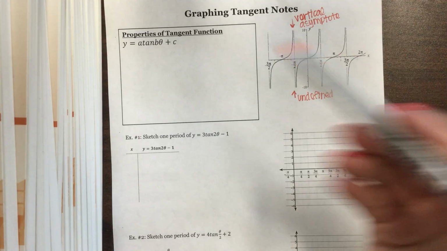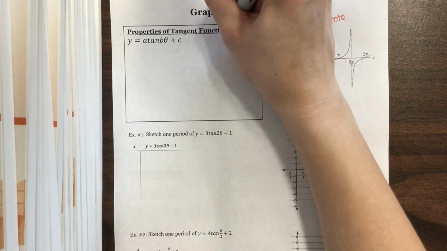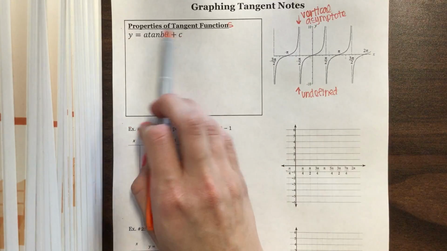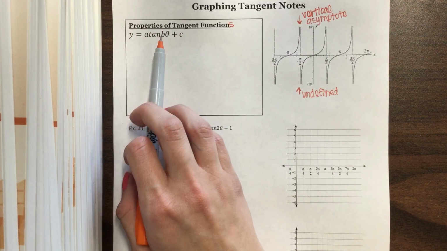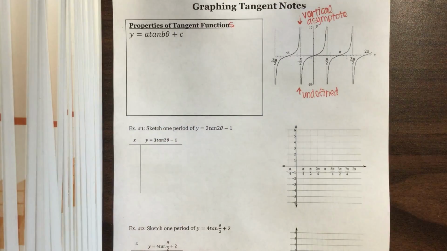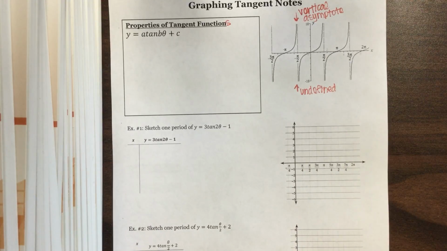Okay. So properties of tangent functions, we have this very basic equation here. So y equals a tangent of b theta plus c. That's similar to the y equals a sine of b theta plus c and y equals a cosine of b theta plus c. So remember, a in sine and cosine was our amplitude.